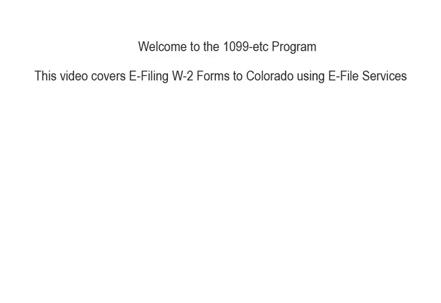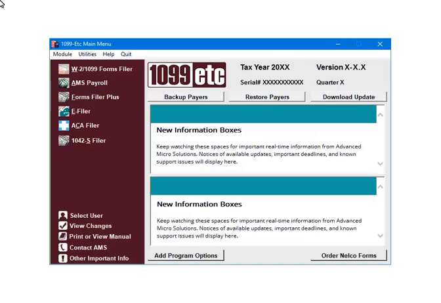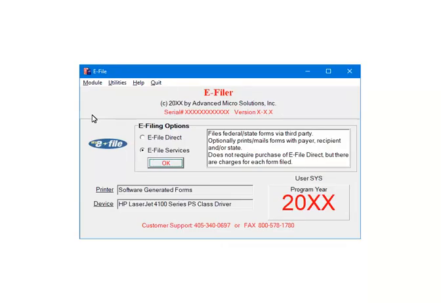This tutorial covers e-filing the W-2 forms to Colorado using e-file services. To begin, the payer ABC Payroll has been created, and the W-2 form data has been entered. This is the main menu. To continue, select e-filer. This is the e-filer menu. Select e-file services. Now click OK.